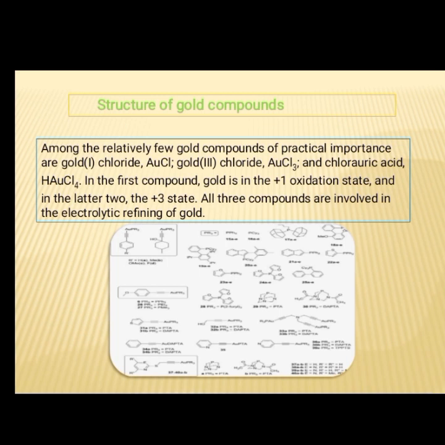Structure of gold compounds. Among the relatively few gold compounds of practical importance are gold 1 chloride AuCl, gold 3 chloride AuCl3, and HAuCl4. In the first compound, gold is in the +1 oxidation state, and in the latter two, the +3 state. All these compounds are involved in the electrolytic refining of gold. There are many structures of gold in chemical reactions.